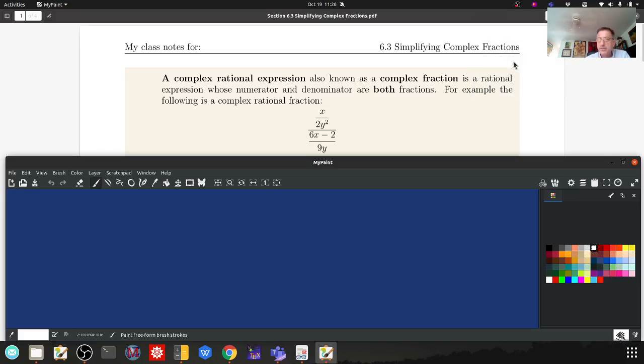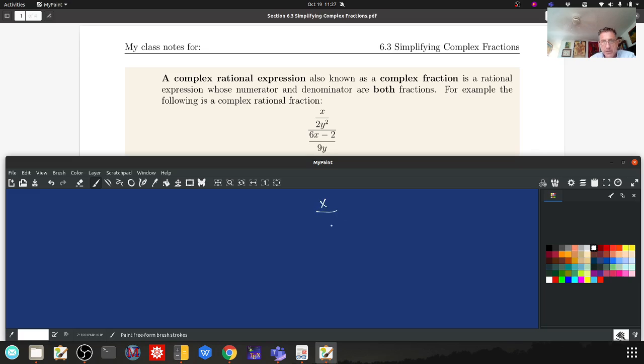Okay, this is 6.3, simplifying complex fractions. So here is an example of a complex fraction as well as the definition. A complex rational expression, also known as a complex fraction, is a rational expression whose numerator and denominator are both fractions. So let's write this down.